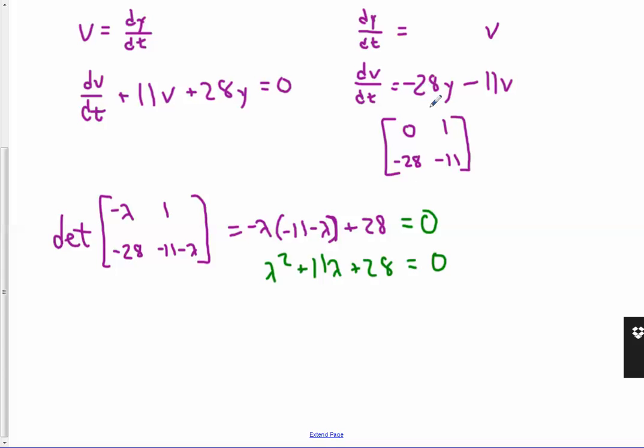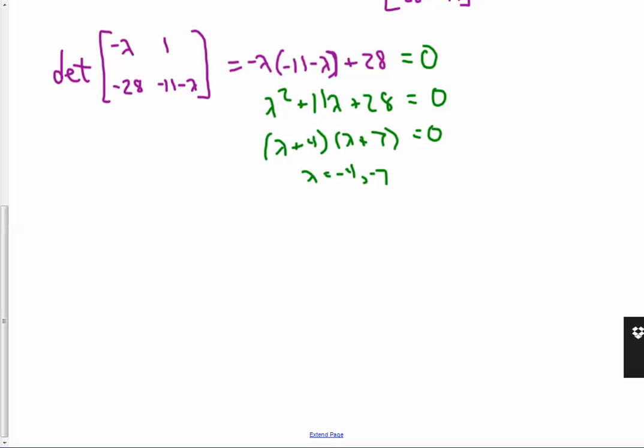All right, so that I'm going to solve, let's see, what would that be? That'll be 4 and 7 work, right? So lambda plus 4, lambda plus 7 equals 0, so lambda is negative 4 and negative 7. All right, for lambda equals negative 4, we have a matrix that will be [4, 1; -28, -7].